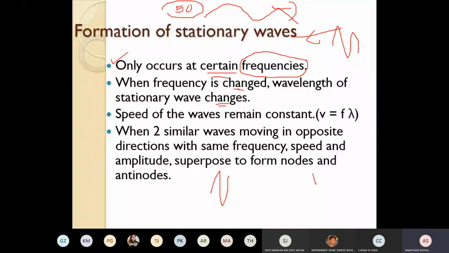v equals f lambda. When you raise the frequency, what happens to the wavelength? Wavelength will get shorter because the speed is constant. Speed is constant for the rope also. So wavelength will get shorter.